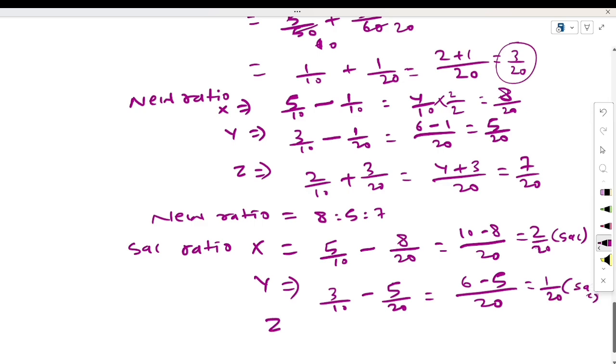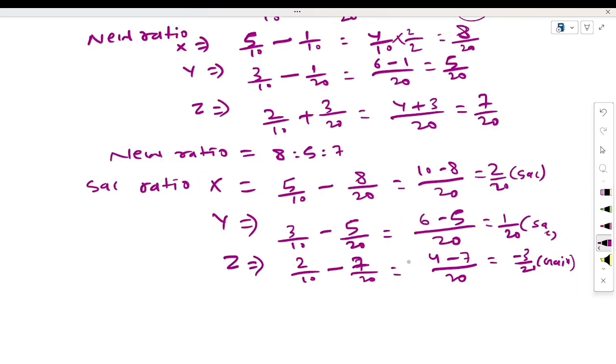And for Z, 2 upon 10 minus 7 upon 20. 20: 4 minus 7, minus 3 upon 20. It means Z is gaining here. This is all about the calculation of the new profit sharing ratio as well as the gaining or sacrificing ratio. In the next video, we will understand the next topic, which is valuation of goodwill.